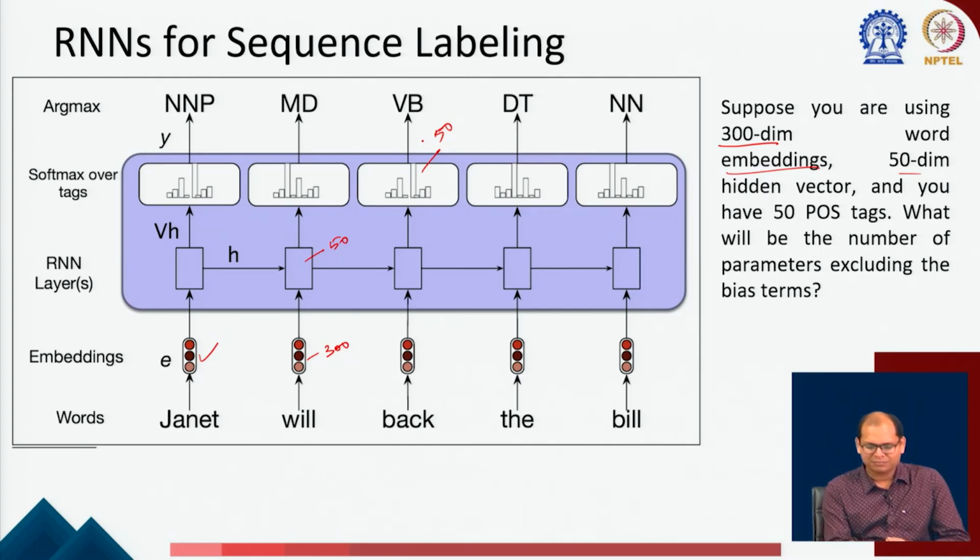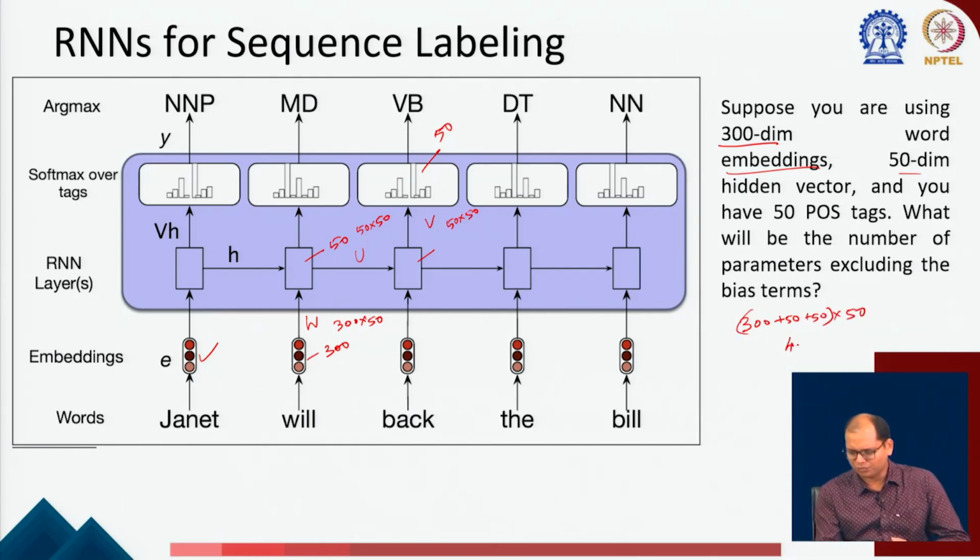Now, this may be an easy question for you. So you can say, okay, I have these matrices W, U and V. W dimensions are 300 into 50, U is 50 cross 50 and V is also 50 cross 50, because both this and this are 50, right? So you add all this, so it will be 300 plus 50 plus 50 times 50, that many parameters. So 400 into 50, so this will be 20,000 parameters, right? So that will be the parameters excluding bias terms.